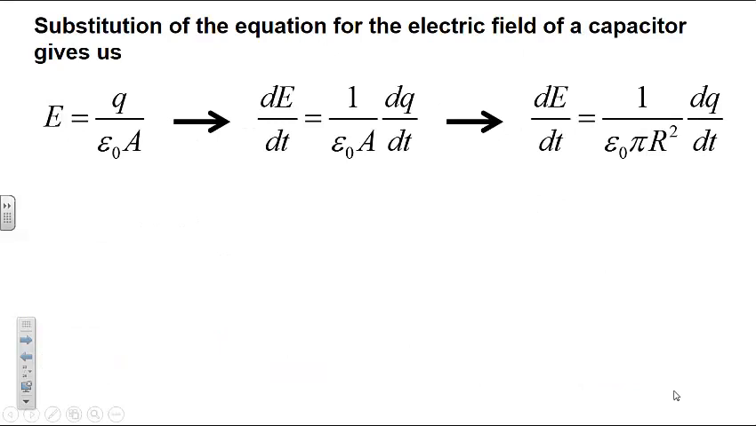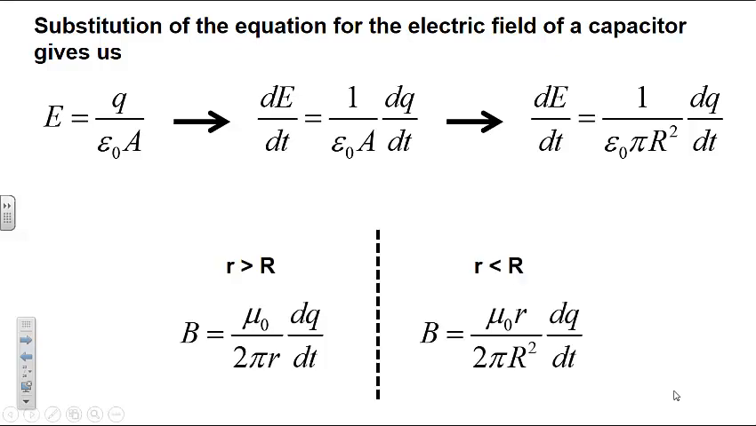We can progress further by substituting the equation for the electric field of a capacitor. The variable A in this equation is the surface area of a plate of the capacitor, which is simply pi times capital R squared. We now see that the magnitude of the magnetic field depends upon the derivative of the capacitor's charge with respect to time.